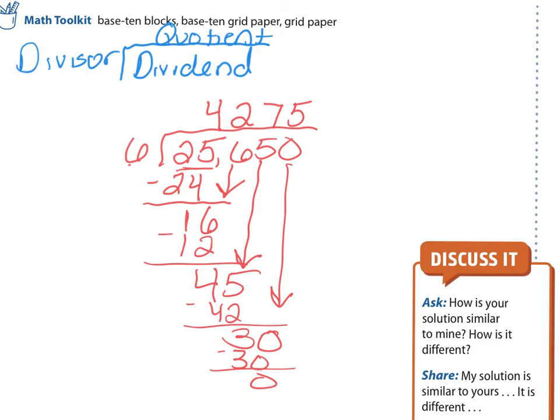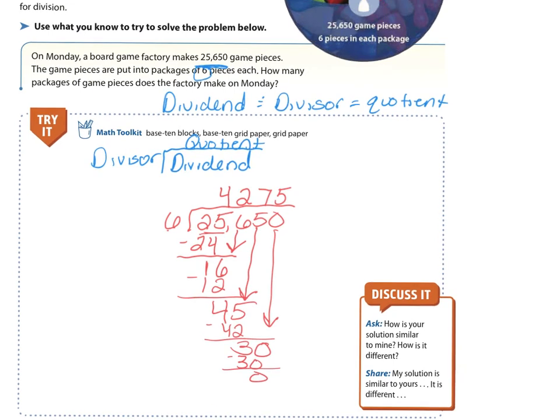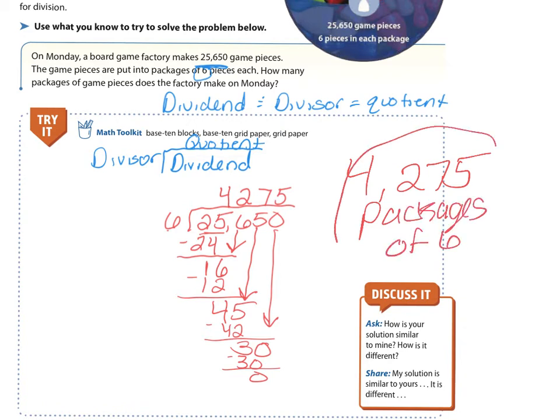So going back to my problem, oops, apologize for that. They're asking how many groups of 6 can I make? I can make 4,275 packages of 6. So this would be my answer. And I did that by seeing how many 6s were in 25,650. There were 4,275 groups of 6.